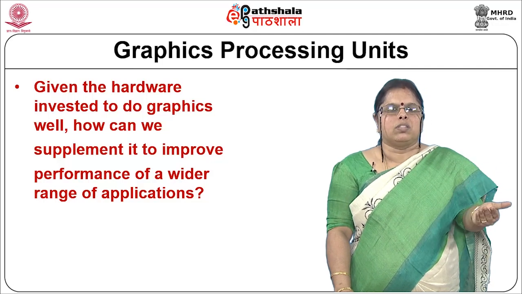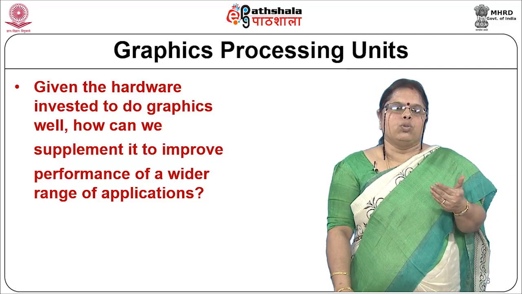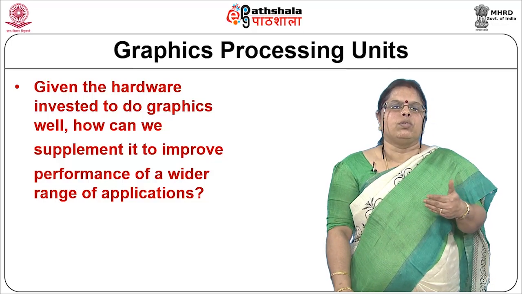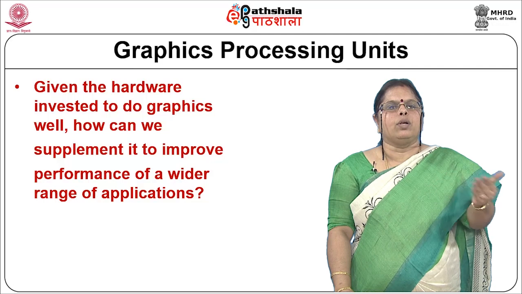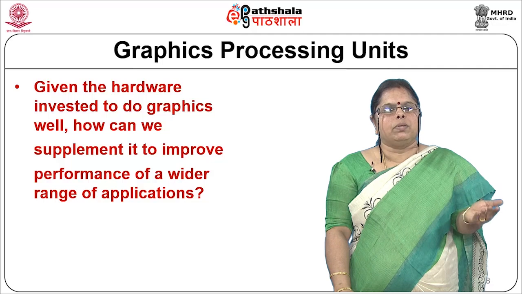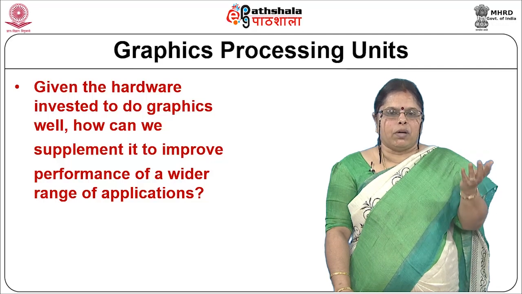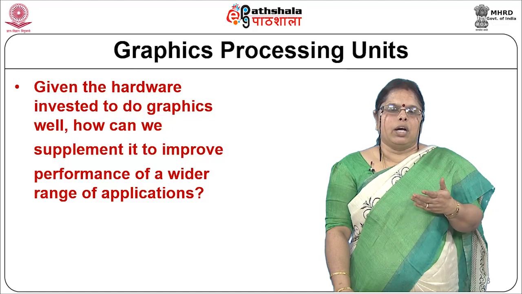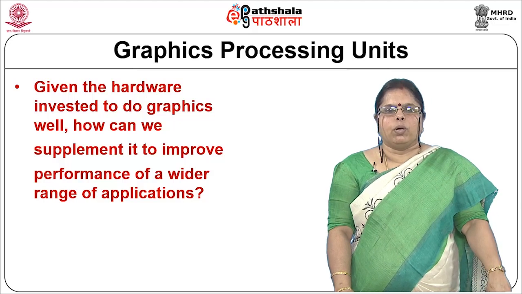Can we add it to the processor that we already have in order to give better support for data level parallelism? So given the hardware invested to do graphics well, how can we supplement it to improve performance of a wider range of applications? Not just look at graphics applications, try to bring it into mainstream computing. So you have what is called GPGPU computing, general purpose computing on graphics processing units. You have a host device which is good for performing sequential operation, and you have a GPU which is going to exploit your SIMD data level parallelism, and both of them will work together to give you a lot of improvement in performance.